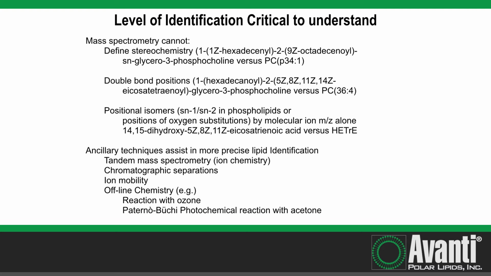example, ozone, which has been widely used, very effectively used, to tag the locations of double bonds. Or more recently, with the Paterno-Buchi reaction, you can do the same sort of thing with acetone. And these are the ways you can find the positions of double bonds. You still don't know their stereochemistry, whether they're cis or trans, but you'll know what their positions are.